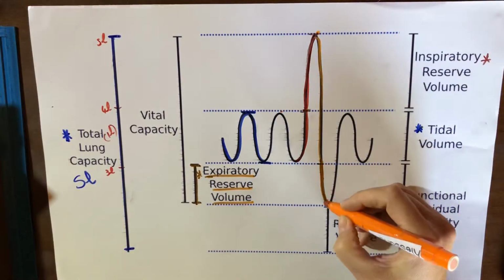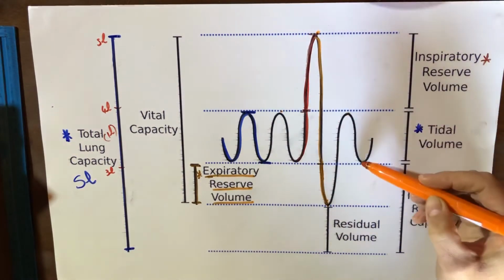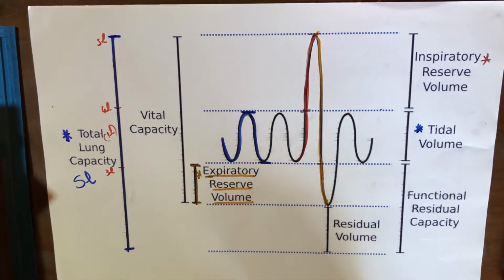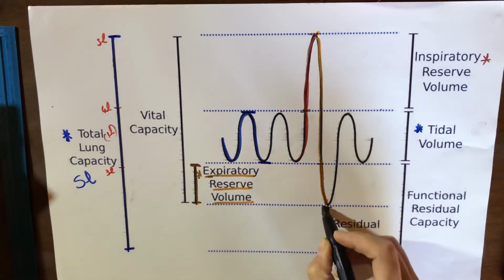Okay, and then we move back up into our tidal volume. So our tidal volume is just normal inhalation, exhalation, inhalation, exhalation. Now, there is another little bit amount of air. This is quite an important concept. This concept over here, this residual volume.